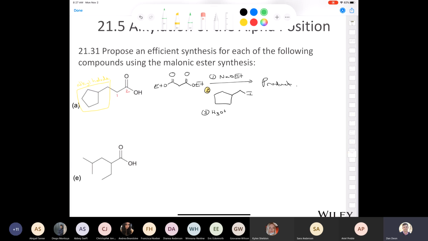Let me ask you guys a question about the second one. You can see again that we have two carbons. So how many alkylations will I have to do in this problem? Will I have to do one alkylation or two alkylations? And it's not a trick. Yeah, two. See, you're going to have to do two alkylations, right? You're going to have to add this group that I have in the red box, and then you're going to have to add the ethyl that's in the blue box.